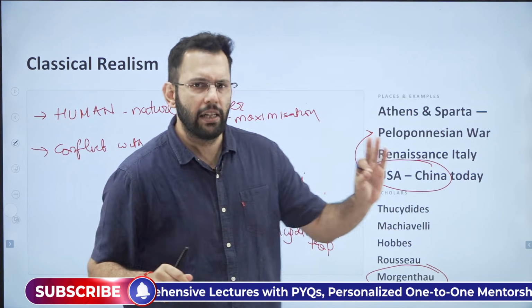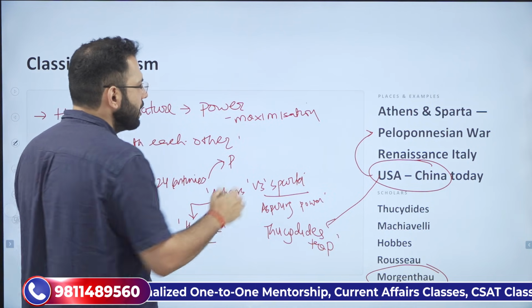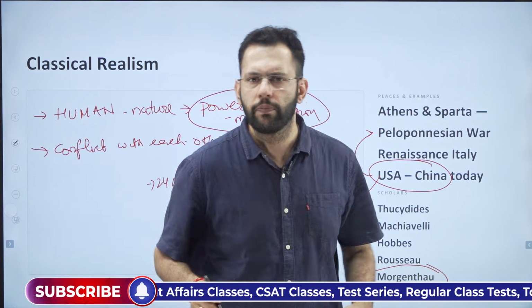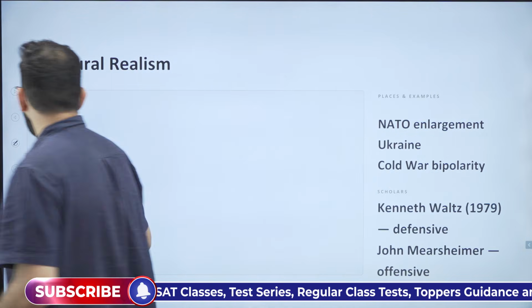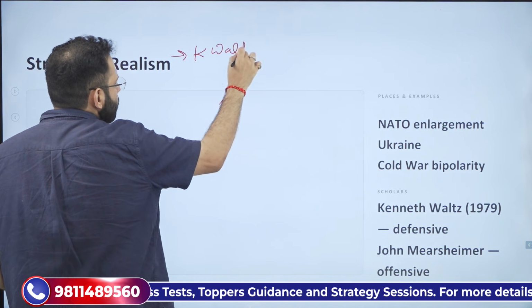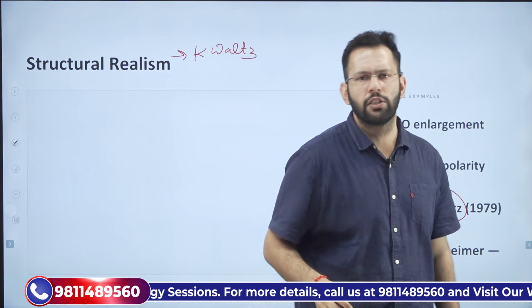So this is the classical thought, because the countries are driven by human nature. Human nature is selfish, power centric, so they are power maximizers, and eventually they will come into conflict with each other. Now the second school of thought is structural realism, and the scholar associated with the same is Kenneth Waltz. It is Kenneth Waltz who basically gives the idea of structural realism.